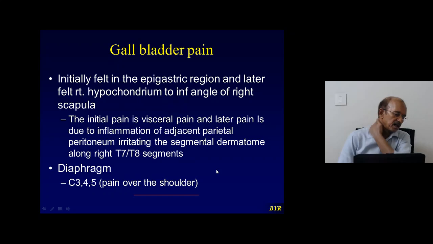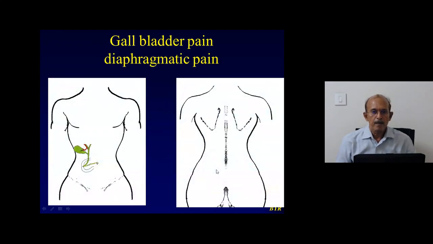Here is the third cervical segment, here is the fourth, and here is the fifth. So 3, 4, and 5. These are the dermatomes that are affected, and the patient gets pain over those regions. So this is the gallbladder. Gallbladder pain will be from the right hypochondrium to the right side of the back, along the dermatome of the 7 and 8 segments. Diaphragmatic pain is felt over the shoulder, C3, 4, and 5 dermatome segments.